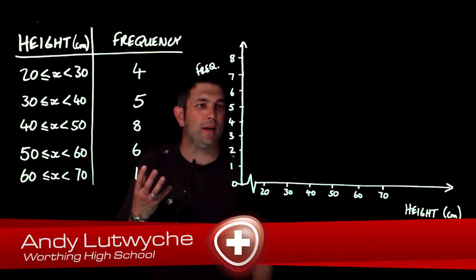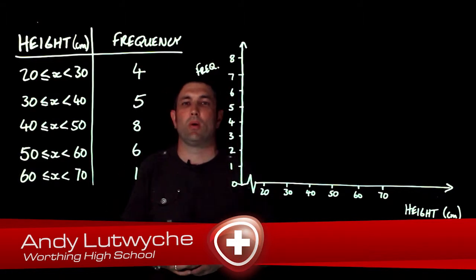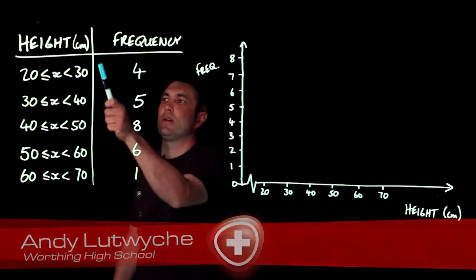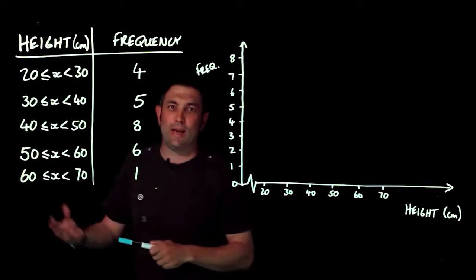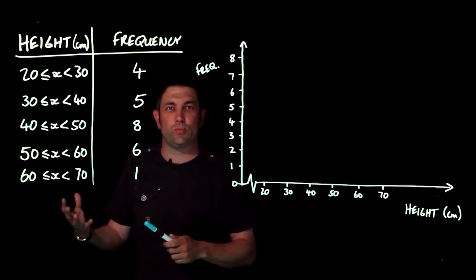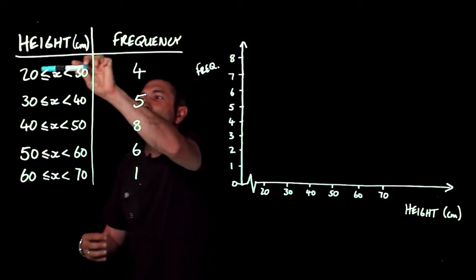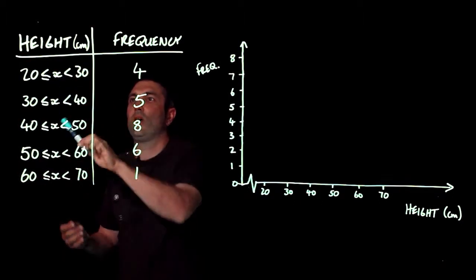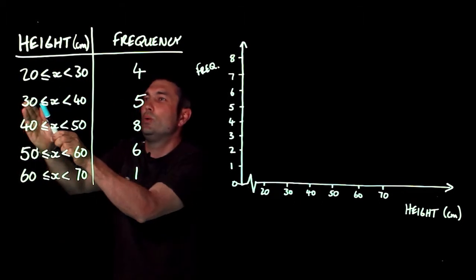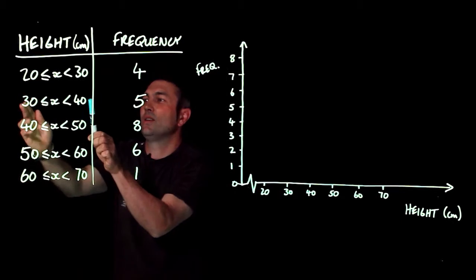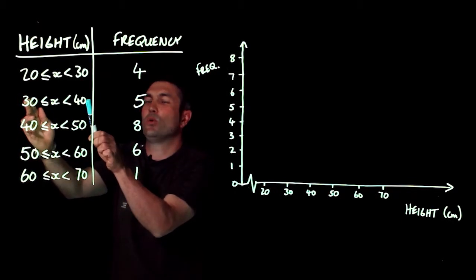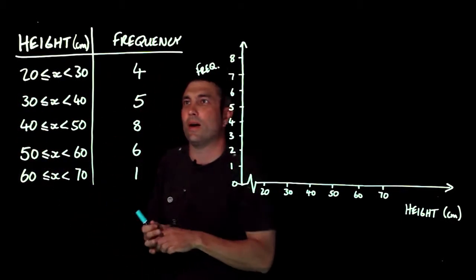Now, what we're looking at here is what's known as a frequency polygon, and this is to do with continuous data. Stuff like height and length, we've discussed continuous data in previous videos. So this is continuous data because height, this goes up to 30 but doesn't include 30, and this does include 30 and goes up to 40 but doesn't include 40, and stuff like that, okay?